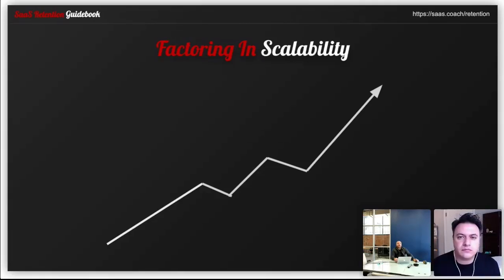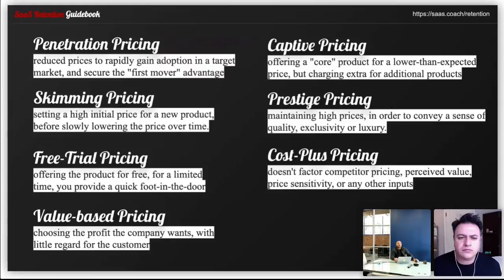100%. Yeah, so talking about some of the different pricing models, I think people don't realize all of the different ways that you can look at pricing. And this isn't even a full list, but these are some of the popular ones that we can talk about and go through for people.